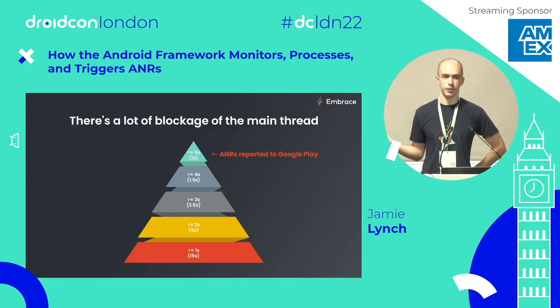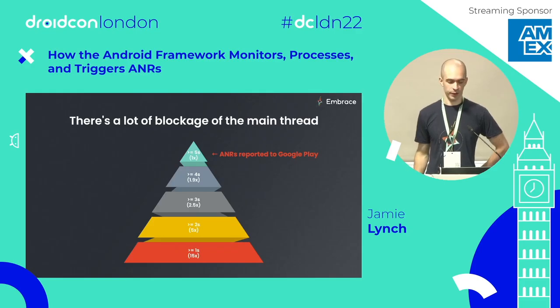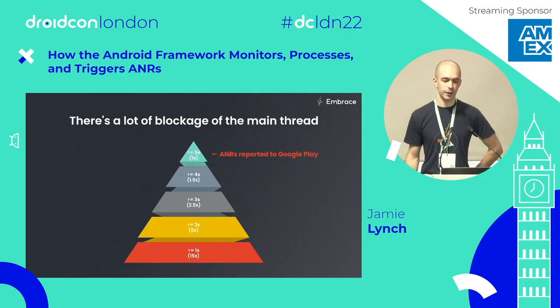These are some metrics which we pulled from our own internal data. And you can see that there's 2 times the amount of the main thread being blocked for 4 seconds, which is still a pretty bad user experience. You might not get an ANR in the Google Play console, but it still does affect your app. And it gets progressively worse the lower your threshold goes.